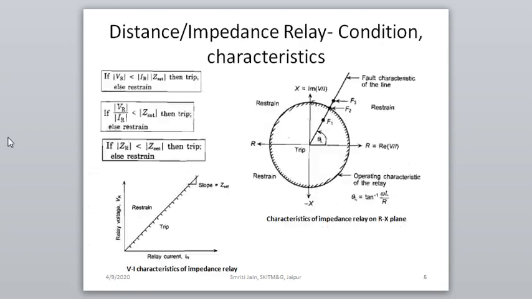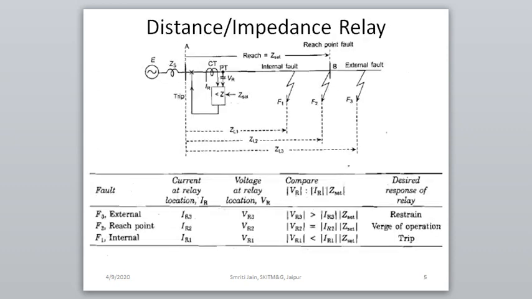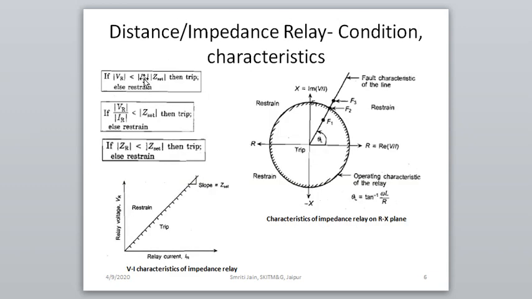Now the relay characteristic can be shown by the VI characteristic and the RX characteristic. In the previous slide we saw the equations in terms of voltage and current. Now we can see the equation in terms of impedance. This can be modified to this equation where ZR is the Z seen and Z set is the impedance set for the relay to trip during faults. Now this is the VI characteristic. You can see the slope of the VI characteristic is the impedance set for the relay to trip.